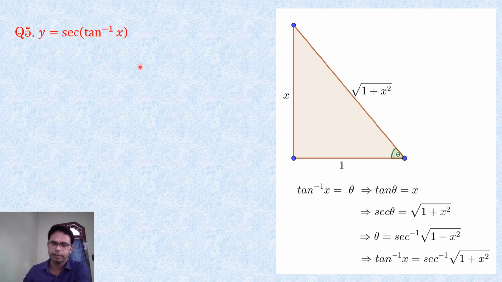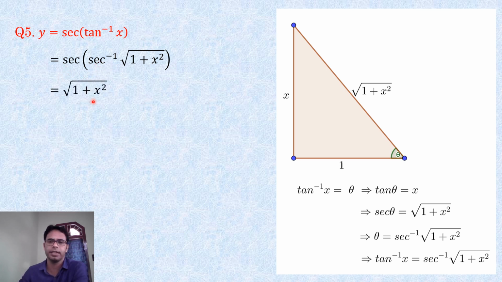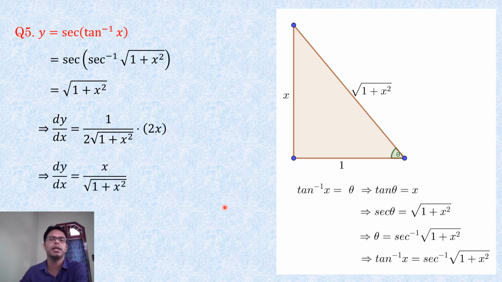So I am writing there sec inverse root over 1 plus x square. Now this can be removed. It is simply root over 1 plus x square. Now differentiate. It is easy. dy dx is equal to 1 by 2 root over 1 plus x square. Then 1 plus x square derivative is twice x. 2 cancels, and that is the result for the question.